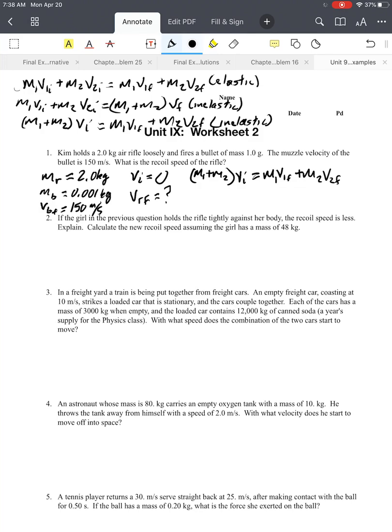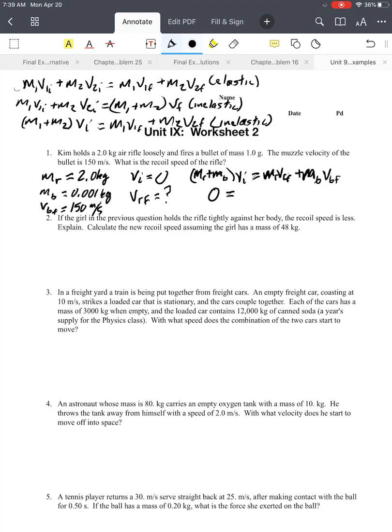All right, so we know that the VI is 0, so we're going to say this whole left side is 0. And then M1, which is actually MR, let me change this really quick so there's no confusion. Sorry about this. It's okay to see mistakes though. MR times VRI plus MB times VBF. Excuse me, this is VRF.